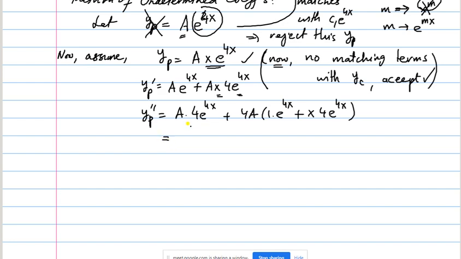So I can simplify this. See, 4x times 4e^(4x) gives you 8ae^(4x), and at the end you have 16axe^(4x). So this is your second derivative.